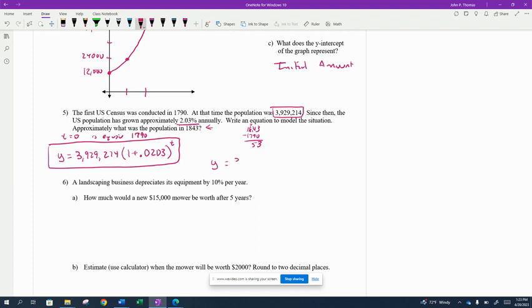So we've got y equals 3,929,214 times 1.0203 raised to the 53rd power. Now, at this point, I'm going to leave it to you to take that to your calculator and get an approximate value for that. And that's how we'd use the model that we wrote for that particular problem.